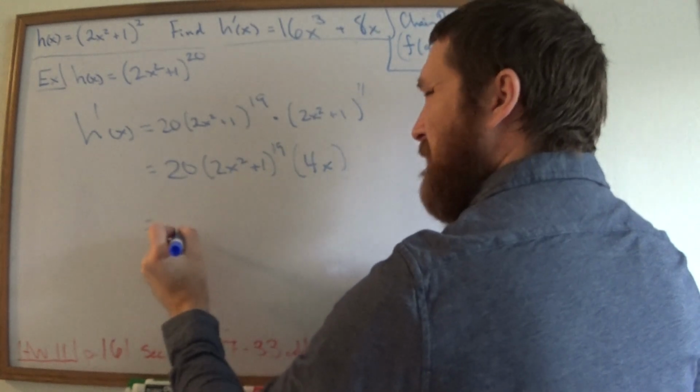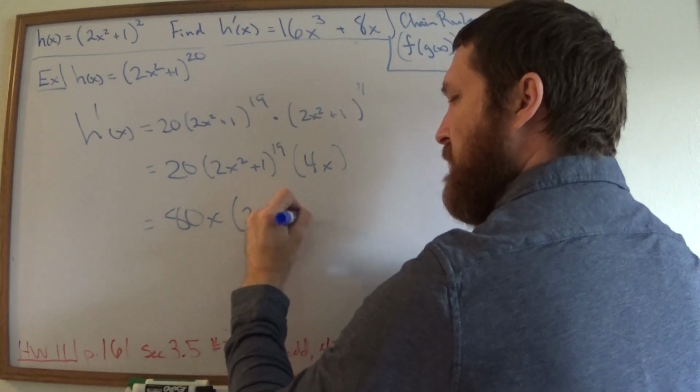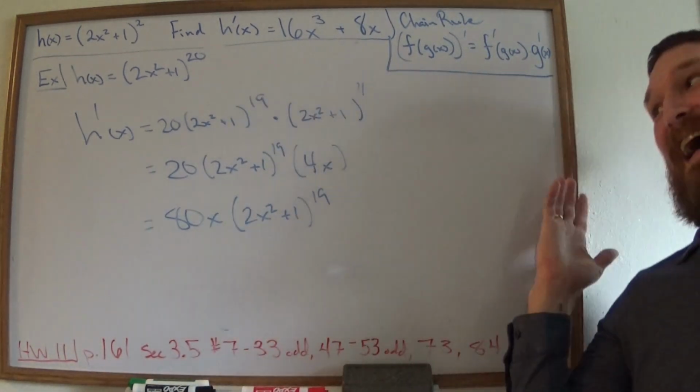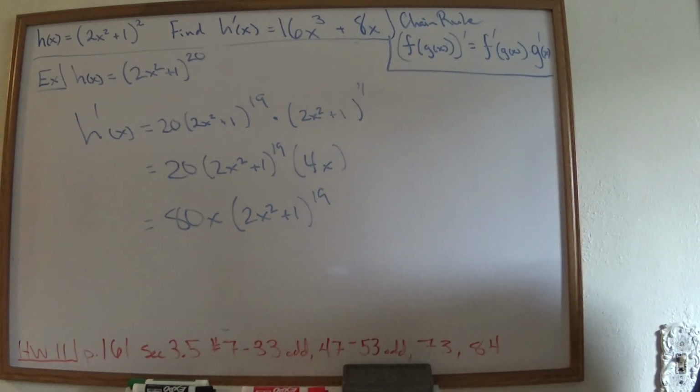Yeah. And so why don't I bring this guy over here? 4 times 20 is what? 80x. 80x times (2x squared plus 1) to the 19. Much easier than multiplying it out, right? Yeah, okay. So that's how that works. Everybody got that? Yeah. Okay.